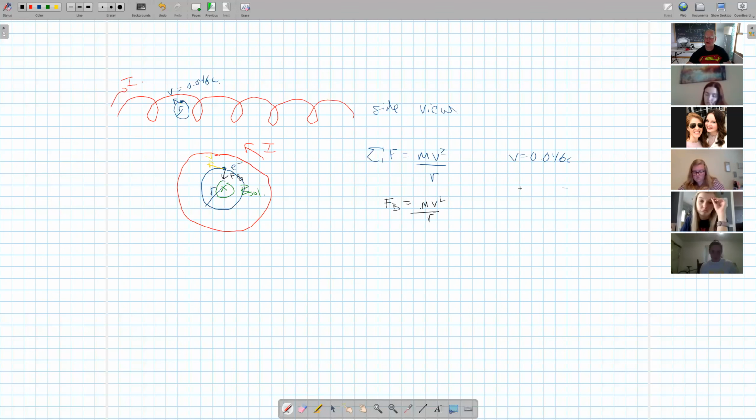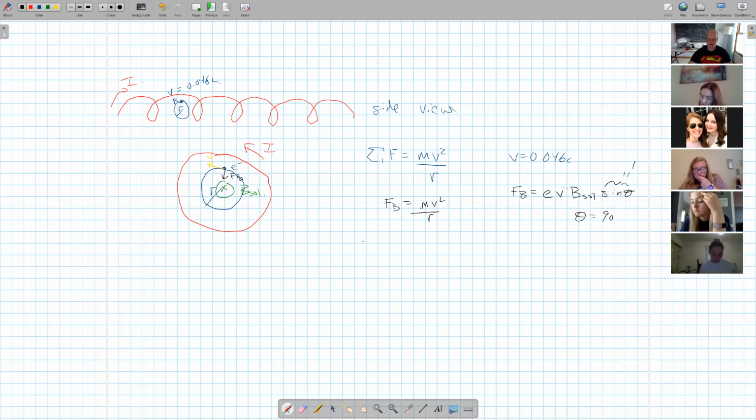Now, what we know is that the magnetic force is equal to the charge, which in this case is going to be the charge of the electron, times the velocity, times the magnetic field, which in this case is going to be the magnetic field from the solenoid, times the sine of the angle between the two. But in this case, since the velocity is always perpendicular to the magnetic field, we know the angle is simply equal to 90 degrees, so this term is going to be equal to 1.